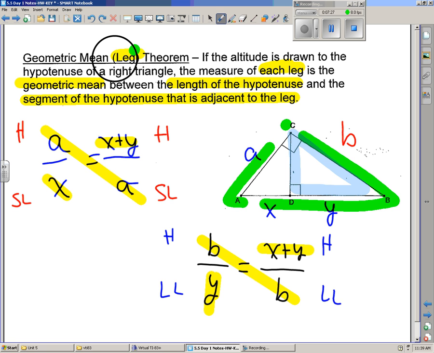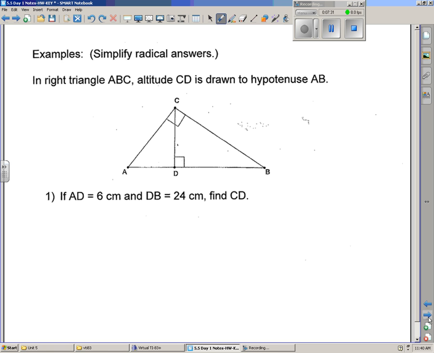Let's do some math here. We've got some radicals that we have to deal with. We want to simplify radical answers, so we don't want decimals. You can use a calculator, but no decimals are allowed. We've got the altitude CD drawn to hypotenuse AB. We've got a right triangle. They're telling you that AD is 6 and DB is 24. They want you to find this altitude.